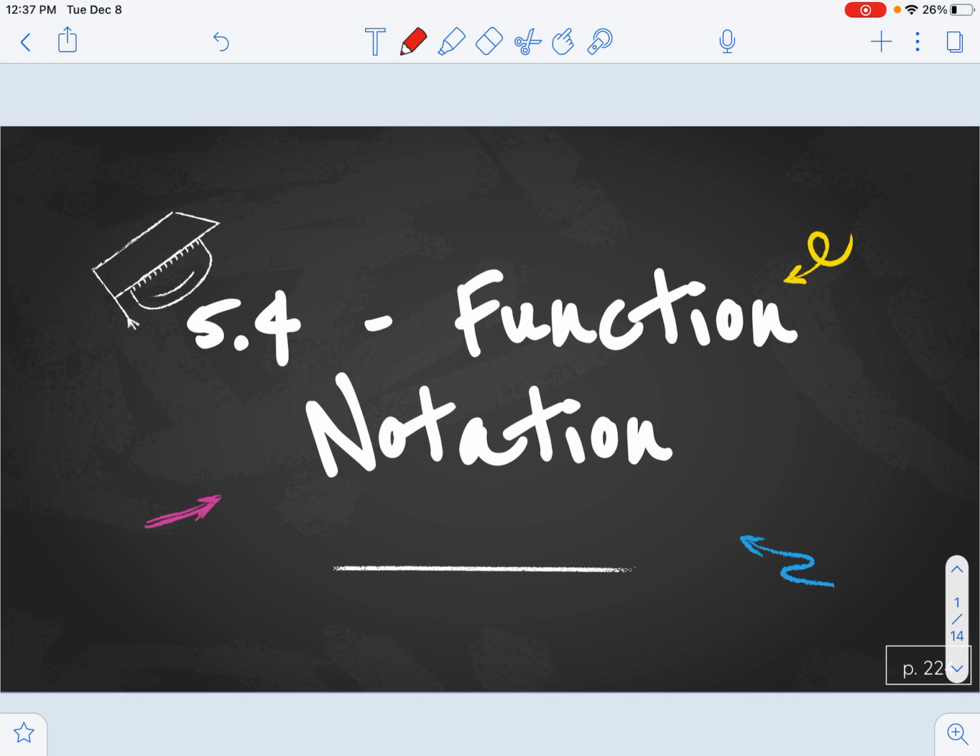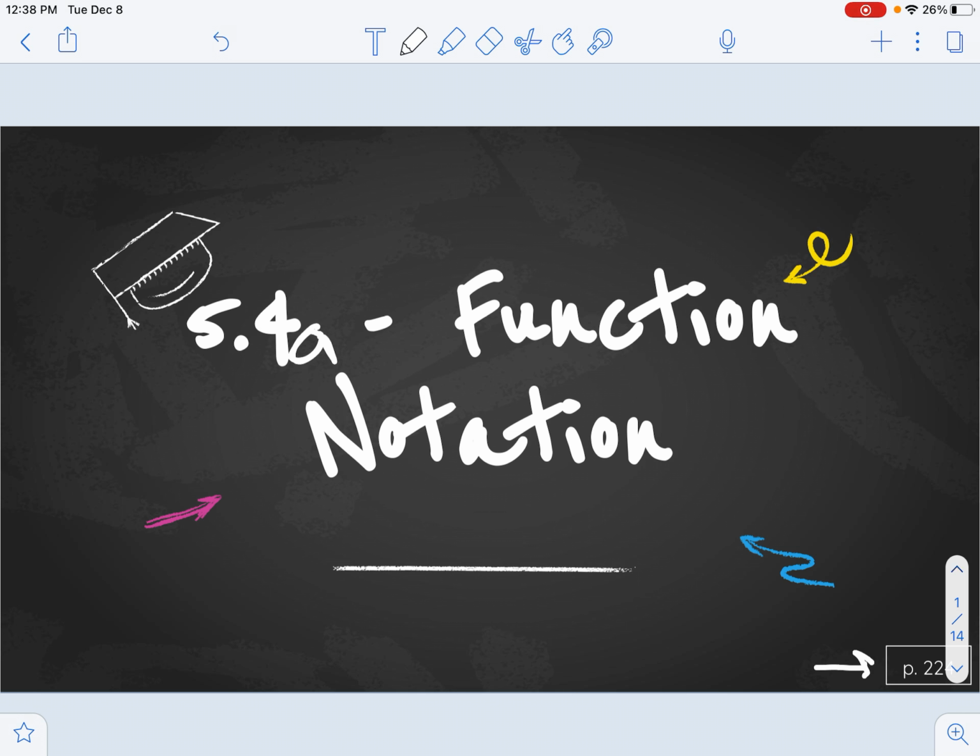All right, hello everyone. Today we are going to keep moving forward and we will be looking at section 5.4, function notation. And really we should call today 5.4a because we will be taking some time to look at section 5.4 today and tomorrow. If you'd like to follow along with me in the book, we'll be on page 224.